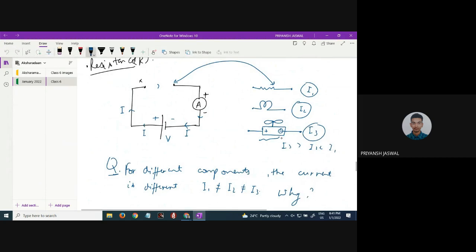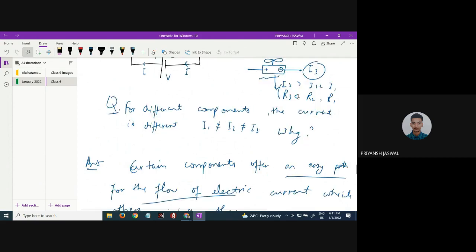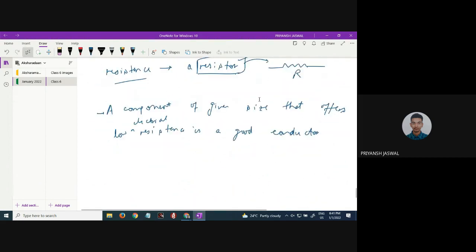So I was saying that if I3 is greater than I2 and I1, then the resistance for the corresponding component, that is say R3 for this motor, will be less than R2, the resistance for the electric bulb, and R1, that is the resistance for this piece of wire. So such a component is known as a good conductor of electricity.